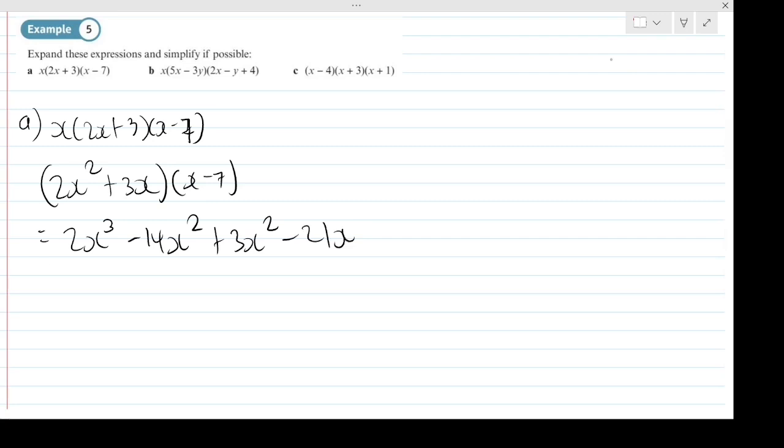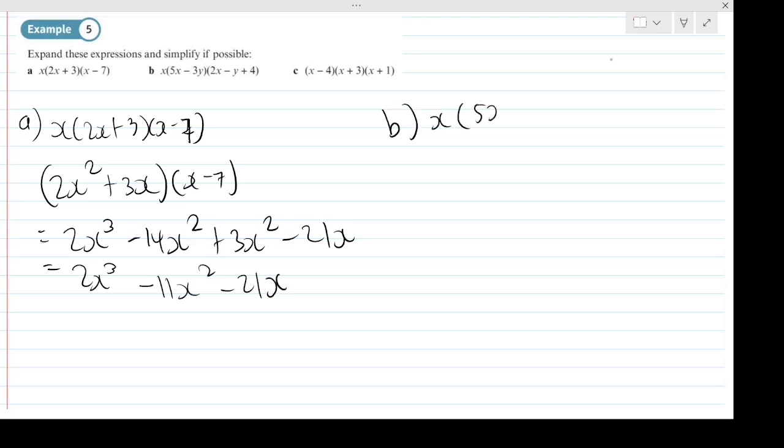And we can simplify this because, well, we have 2x cubed. There's only one x cubed term, but we have, apologies, we have an x squared term here, minus 14, and then plus 3x squared. So minus 14 plus 3, that's minus 11x squared, and then we have a minus 21x there. Okay, cool.